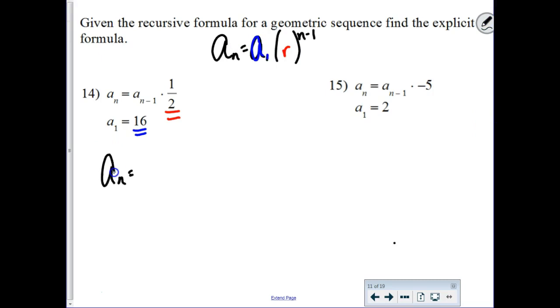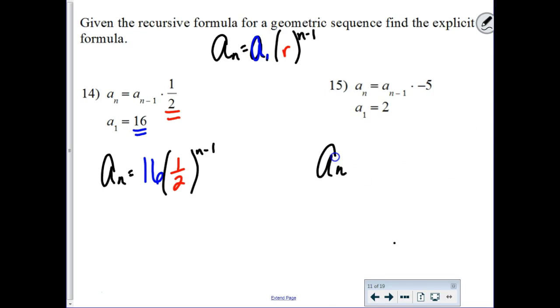The explicit formula is 16 times the common ratio, which is 1/2, to the n minus 1 power. Easy peasy lemon squeezy, right? So what started out looking like a weird formula is actually very friendly.